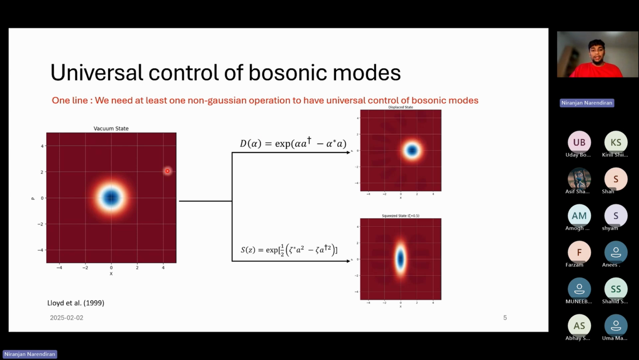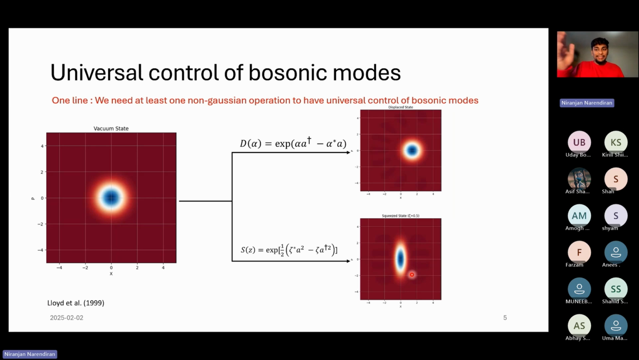And similarly, you can take the vacuum state and squeeze it. That means you take the uncertainty from one quadrature and move it to the other quadrature. The point I want to emphasize here is all these operations are still Gaussian. That is, there is no Wigner negativity, which means that if you want to create a quantum state, you want to have a Wigner negativity.